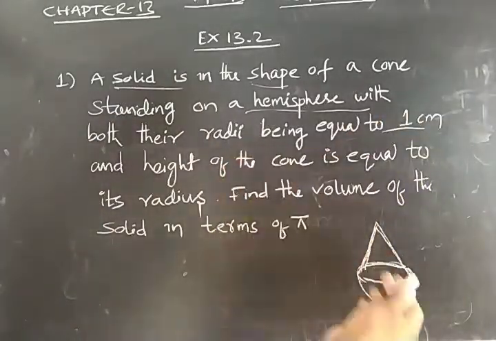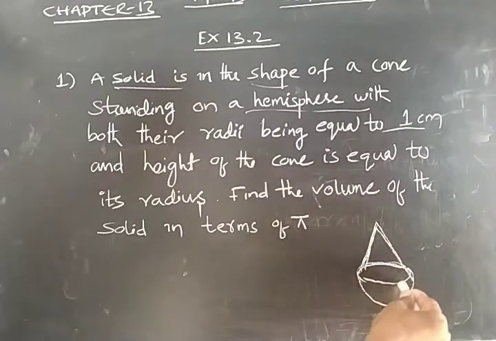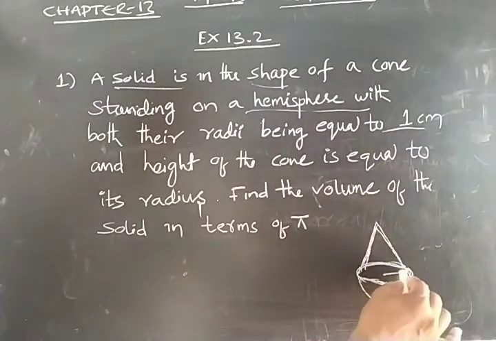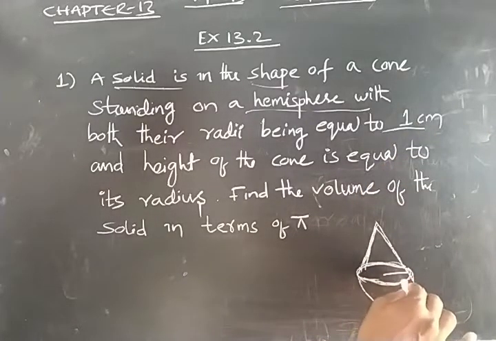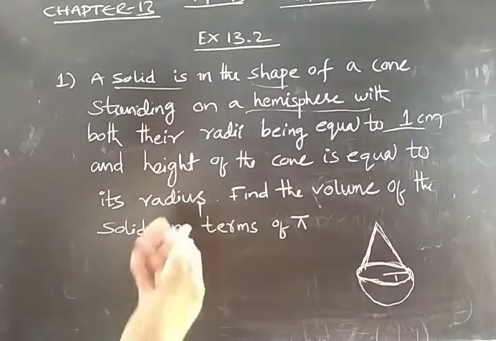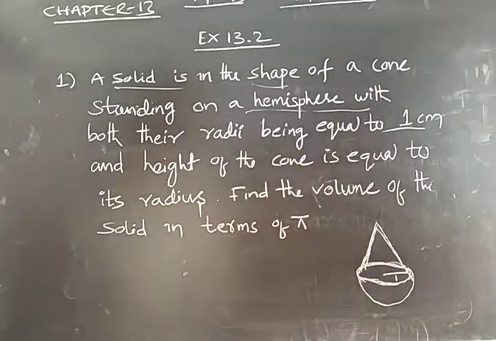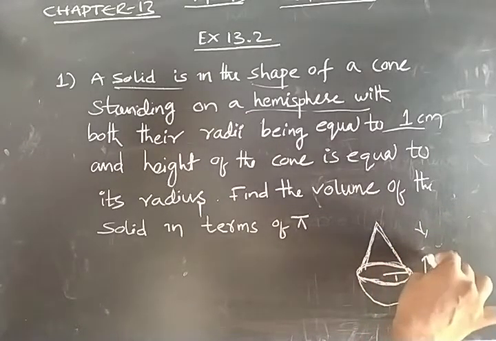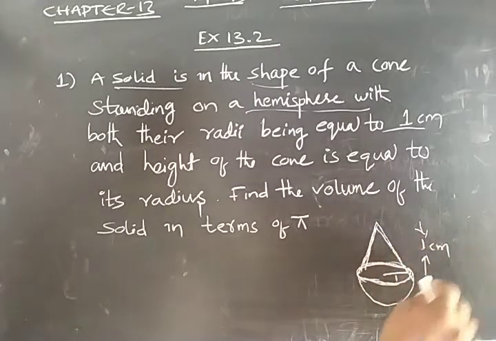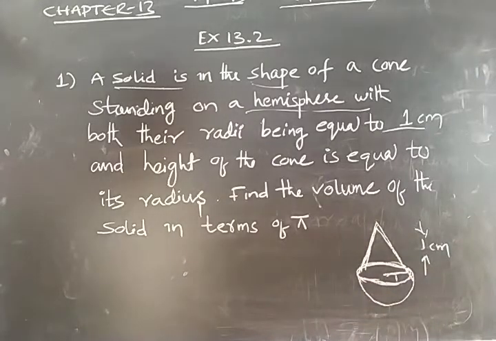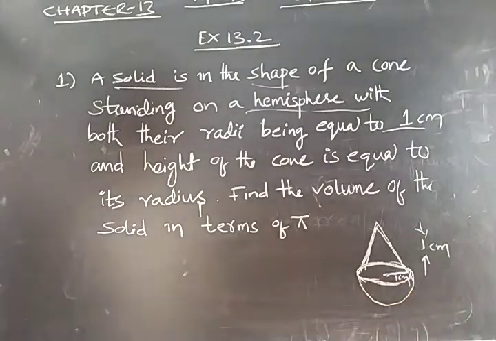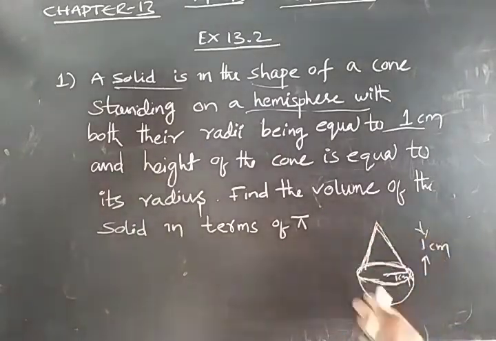The radii of the base of the cone and the upper face of the hemisphere is equal to 1 centimeter. So here the radius is 1 centimeter for both cone and hemisphere. And one more thing, the height of the cone is equal to the radius. So the height is also 1 centimeter. The radius of the base of the cone is 1 centimeter and the radius of the hemisphere is also 1 centimeter. So this is the given information.